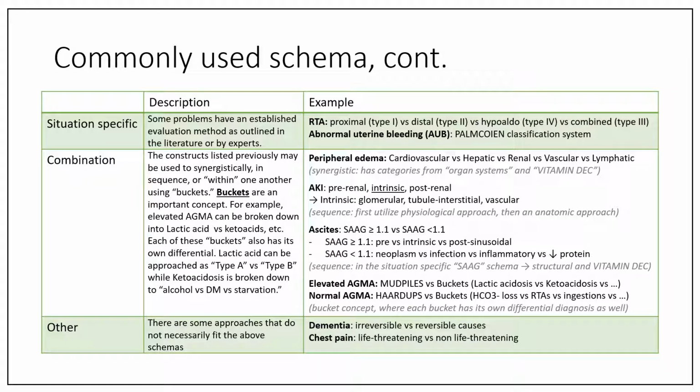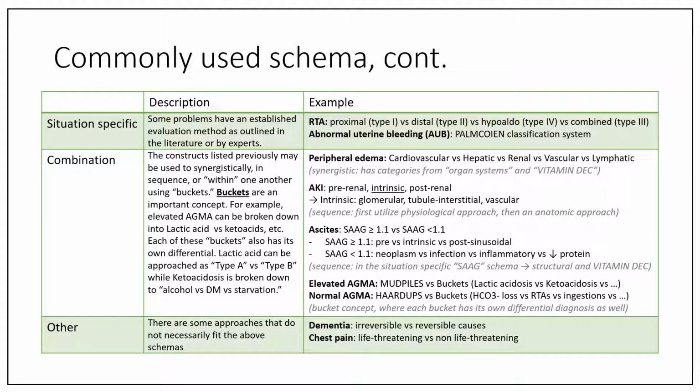Schema can also utilize the important concept of buckets, where each bucket has its own unique approach or differential diagnosis. For example, let's look at the elevated anion gap metabolic acidoses. The mnemonic that we all know from med school is MUDPILES. However, the buckets approach is actually much more useful since it emphasizes the pathophysiological processes of gap acidosis as opposed to simply memorizing a list of causes.